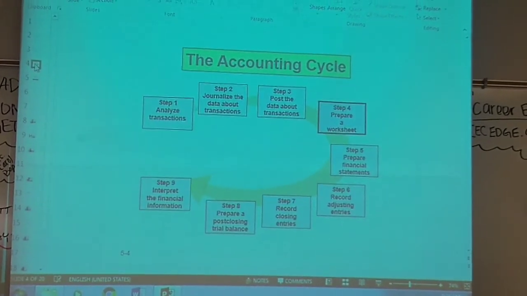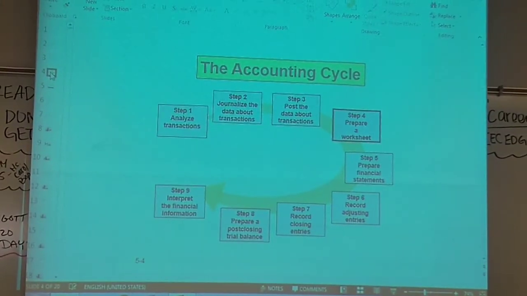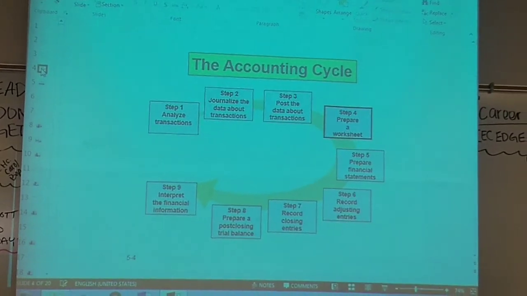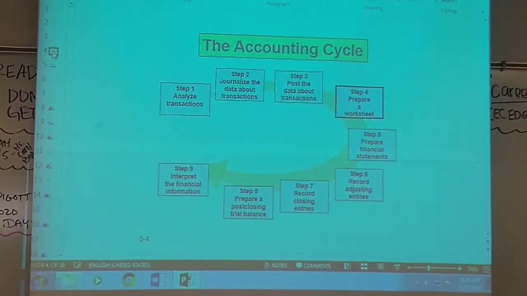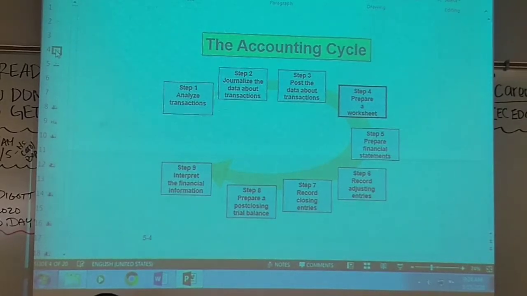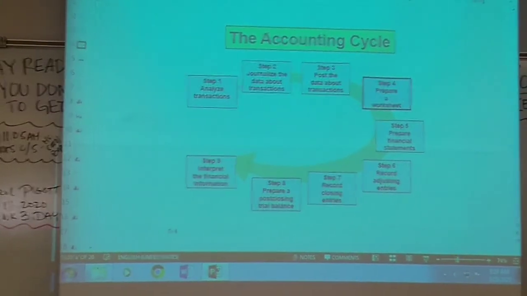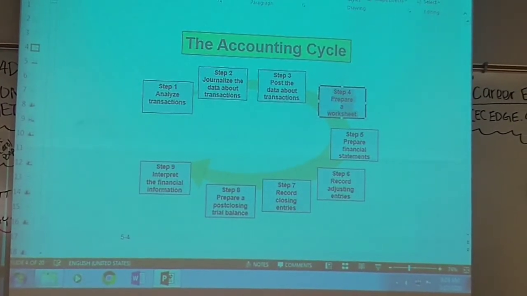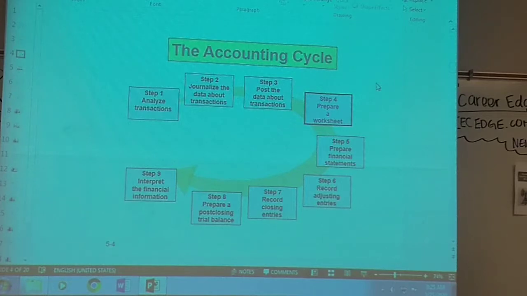All right, again, I want to remind you where we are on the accounting cycle. So we did step 1, analyze transactions. Step 2, we journalized the data about the transactions. We put that in the journal. Step 3, we posted data about the transactions. That's where we posted to the ledger. And then now we are on step 4. Highlight step 4. That's where we're at. You go ahead and highlight that. It's not going to come up too well in blue. Yeah, well, it comes out like that.